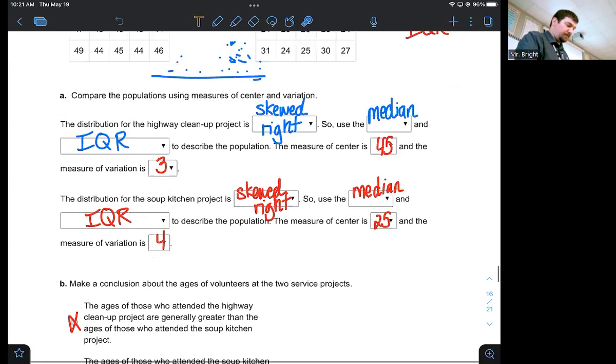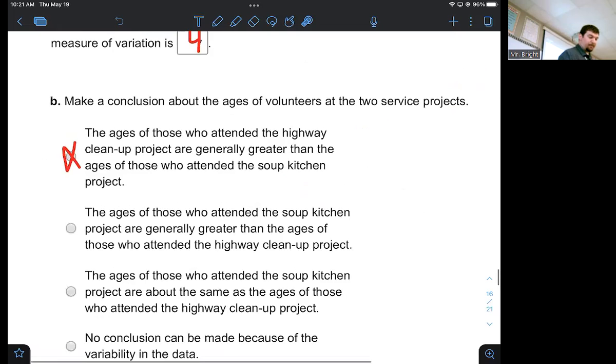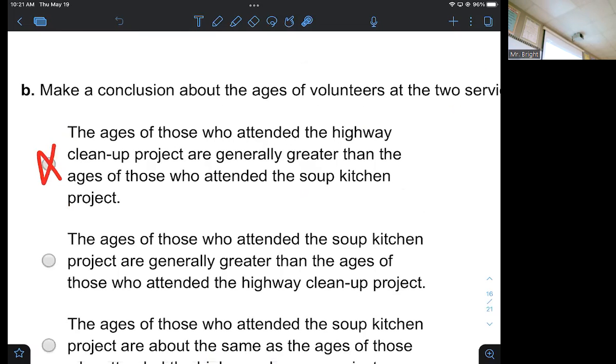And then for part B, it's exactly what we said. The ages of those who attended the highway cleanup project are generally greater than those that are doing the soup kitchen.